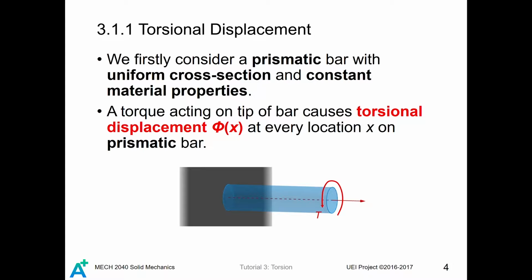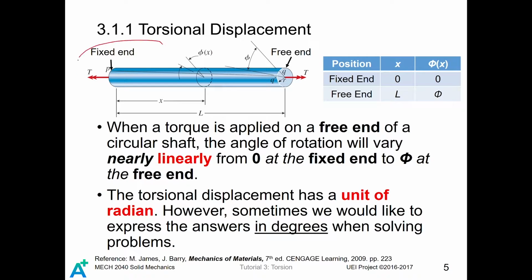So we first consider a prismatic bar with uniform cross-section and constant material properties, which is the shear modulus. A torque acting on the tip of the bar causes torsional displacement phi(x) at every location x on this prismatic bar. First, let's consider this prismatic bar. We fix one of the ends. When a torque is applied on a free end of a circular bar, something like this, the angle of rotation will vary nearly linearly. That means the function phi(x) will be a linear function with respect to x.